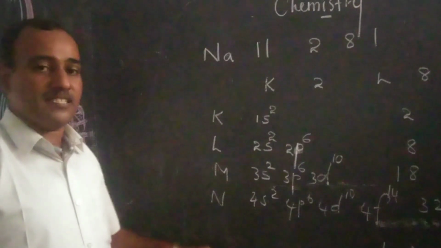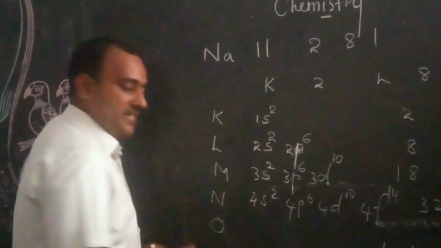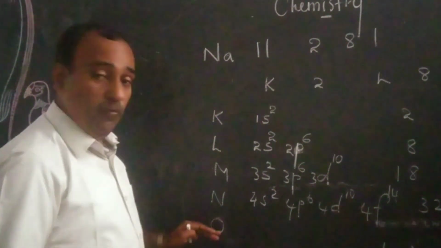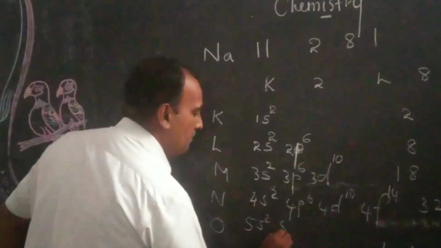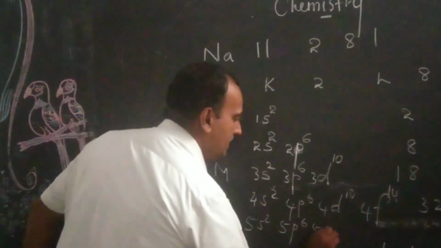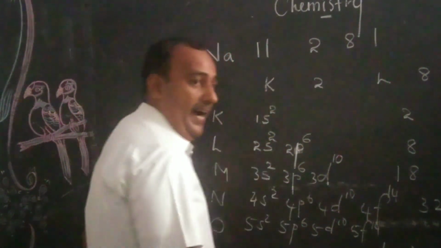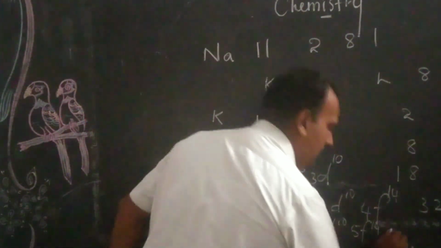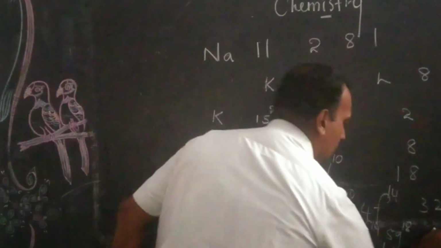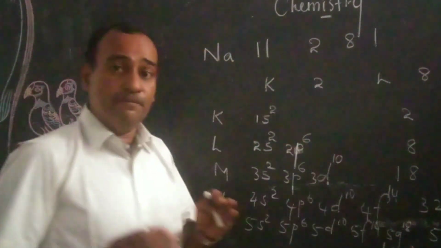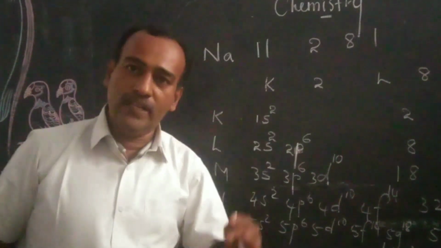Similarly, if you go to the next level, the O shell can accommodate 5s2, 5p6, 5d10, 5f14 and then the next orbital, 5g. 5g can accommodate 18 electrons. In total, if you count, 50 electrons can be accommodated in the O shell. It will go like this.